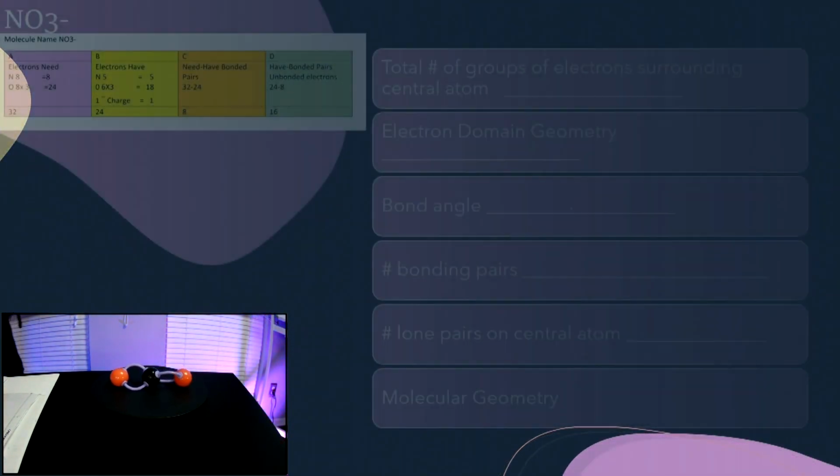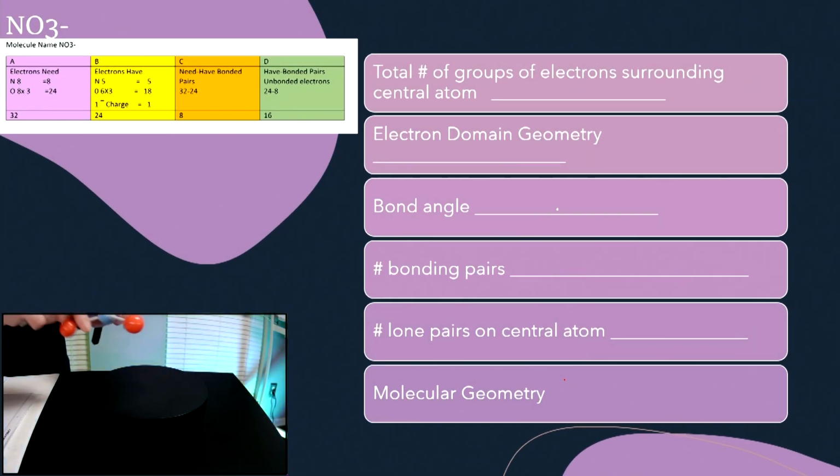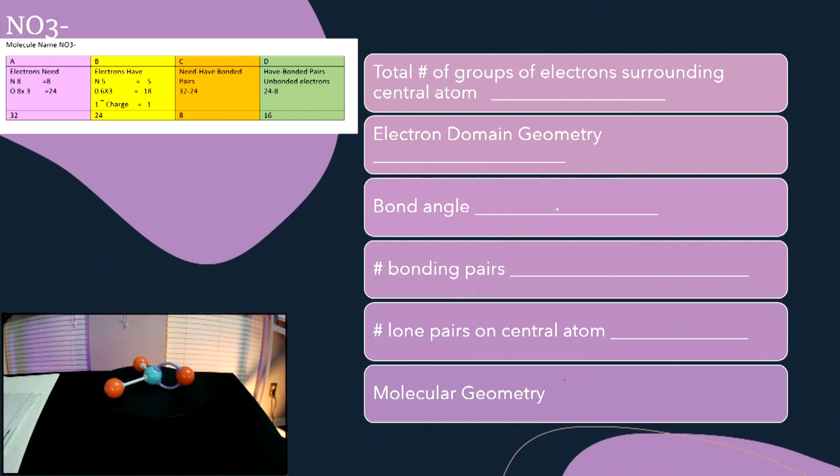So the next one we're going to look at is our polyatomic ion. This is NO3, called the nitrate ion. If we look at it and answer the first question, the total number of groups of electrons that surround the central atom, we have single bonds here, and we have a double bond between this oxygen and the nitrogen. So that's going to give us a total of 3 domains.